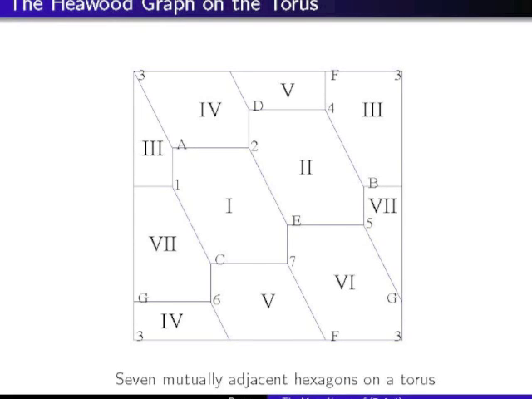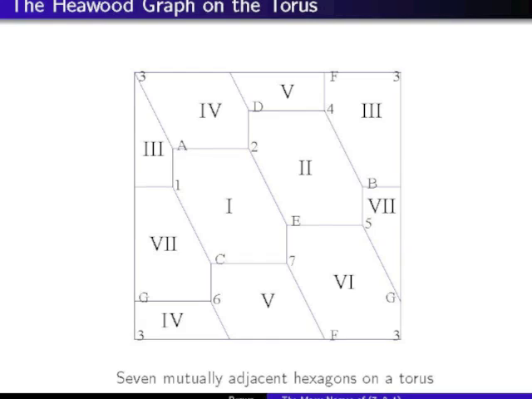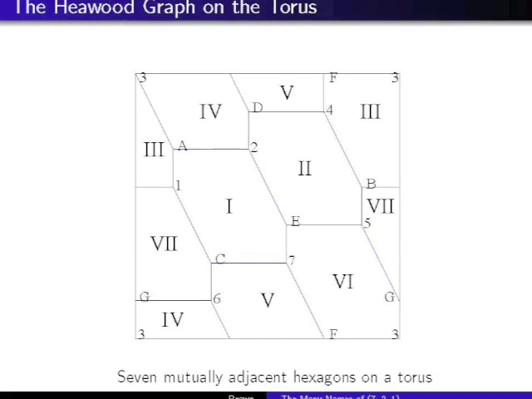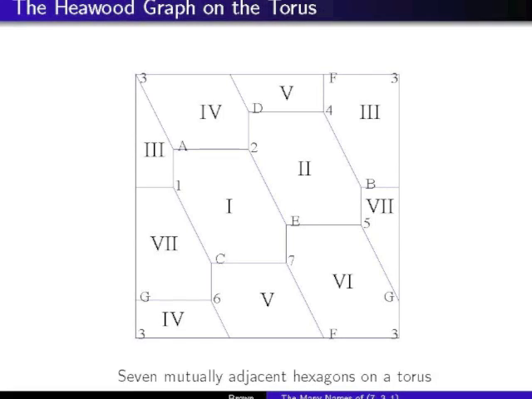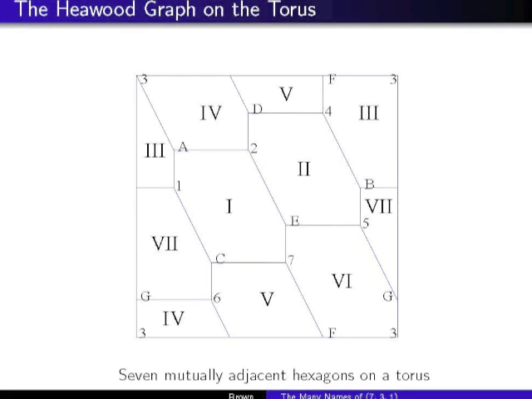So now what we have is seven regions, which I've numbered using the Roman numerals 1, 2, 3, 4, 5, 6, 7. And this is drawn on the surface of a donut, and each of those regions is surrounded by six others. Look at region 1. To the north of 1 we have 4, to the south we have 5. To the northeast we have 2, to the northwest we have 3. To the southeast we have 6, to the southwest we have 7. You can't do that in the plane, but you can do that on the surface of the donut.